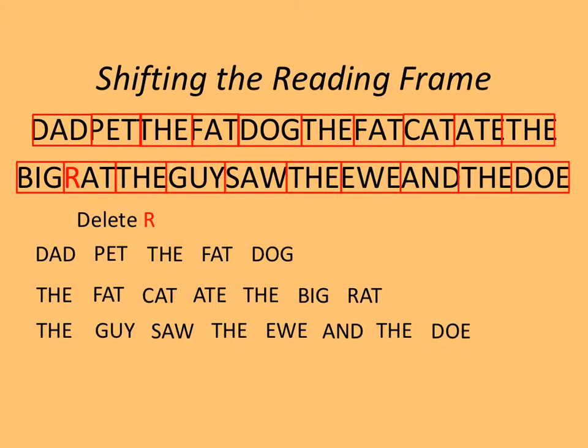Okay, in this case, we're doing a deletion in the middle. We're actually deleting an R right here. So we're not going to have a rat anymore. In fact, from the cat ate the big, from then on, it's all going to be gibberish again. So if you shift the reading frame 1 or 2, you're then out of the reading frame, and you're going to get gibberish.